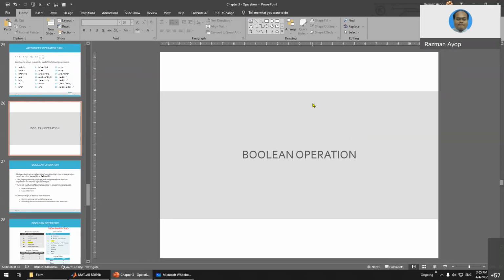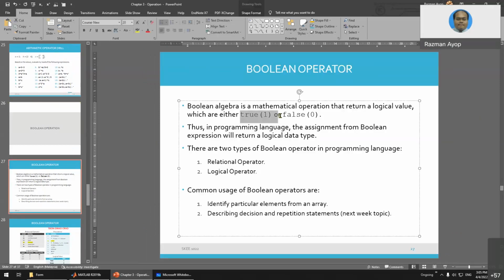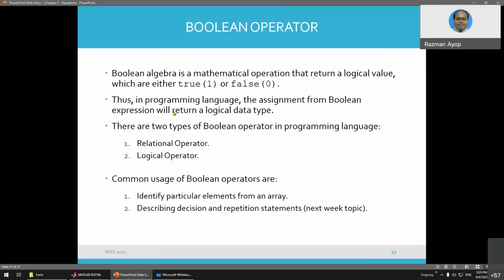Okay, so we continue with the Boolean operation. So for those who don't know, Boolean is basically digital. Okay, so 1 and 0. So true and false, 1 and 0. So true is 1, false is 0. Okay, so Boolean expression. So you have two types of Boolean operation. Okay, either it is a relational operation or logical operation.